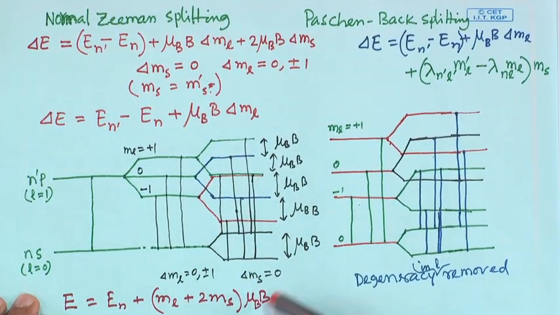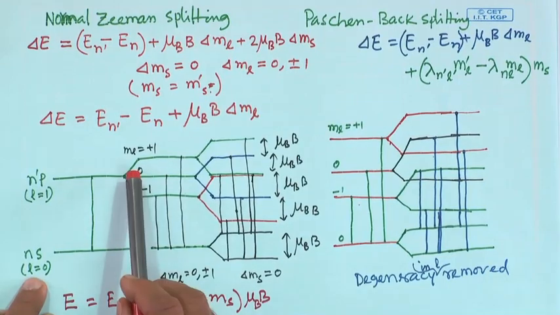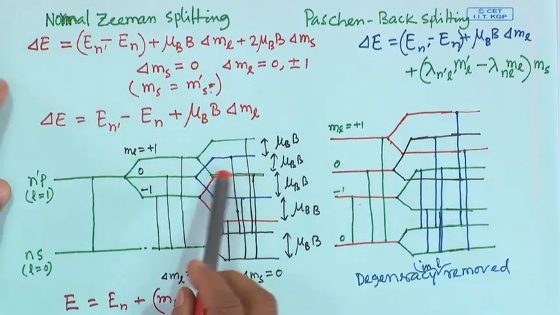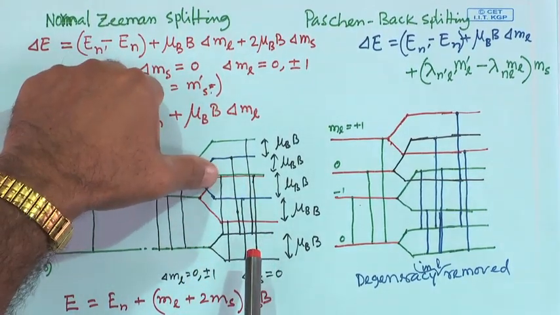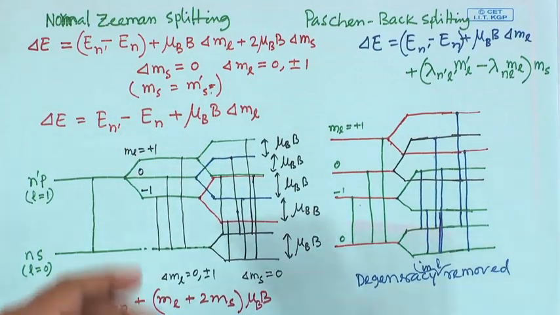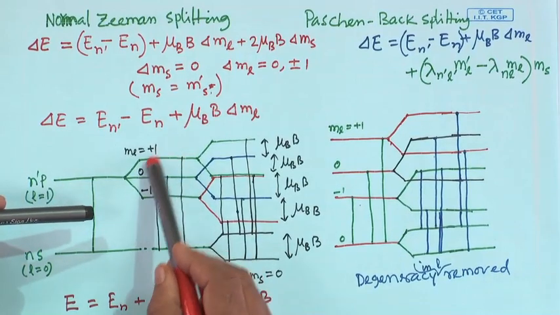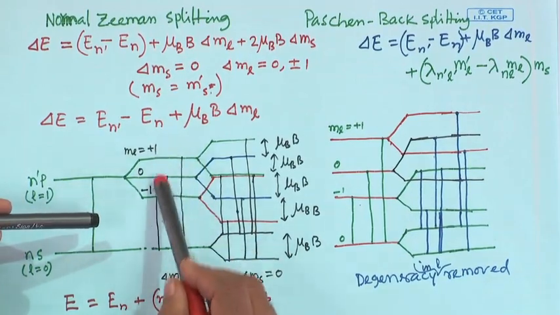Okay. Now, here if you see, considering the transition rule, del ml equal to 0, plus minus 1, and del ms equal to 0. Okay. So, now if you consider that transition, if I start from here, I think I will take another pen. Okay. So, in this case only, if I consider this energy splitting.